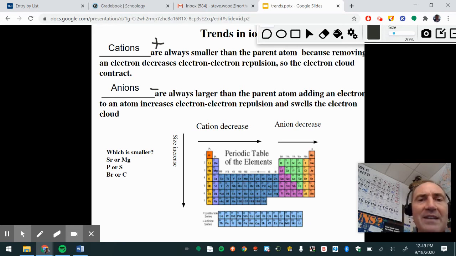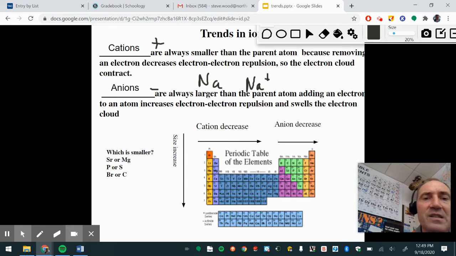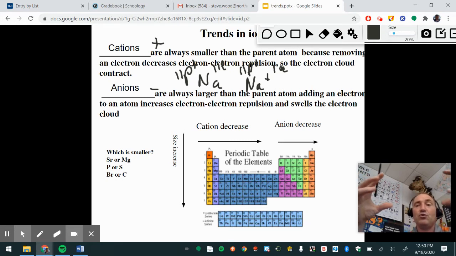But for cations, they're smaller than the parent. So let me explain. Na is the parent, and Na+ would be the cation. This is like the before, and this is the after. This one has 11 protons, and this one also has 11 protons, but this one has 11 electrons and this one only has 10. So the nucleus has more nuclear charge than the electrons, and there's less electron-electron repulsion, so attraction leads to contraction. It shrinks. And so cations are always smaller than their parents.